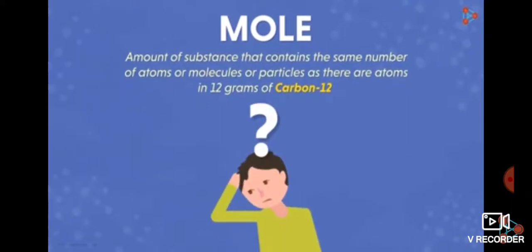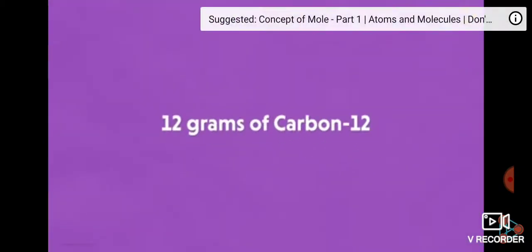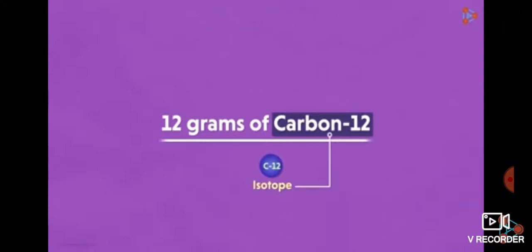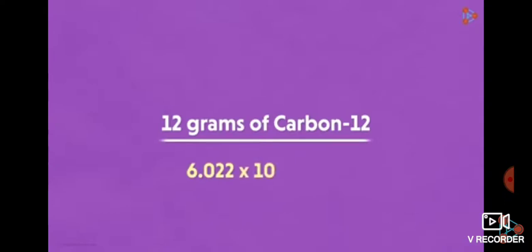Yes, even I didn't understand it when we read it for the first time. Let me break it down for you. Let me remove this definition from the screen. What we have on the screen now is 12 grams of carbon 12. Carbon 12 is one of the isotopes of carbon. Now 12 grams of carbon 12 is what was taken as a standard. What's so special about this? Can you guess the number of atoms here? Yes, it's 6.022 times 10 raised to 23 atoms.